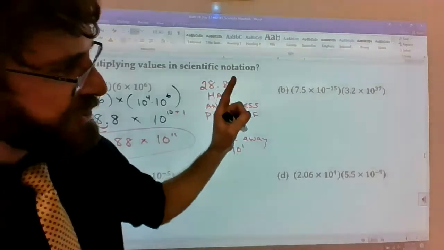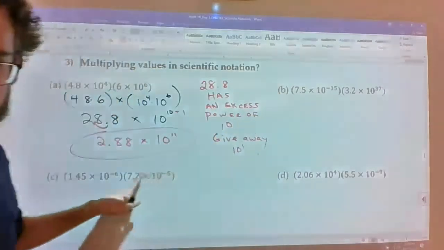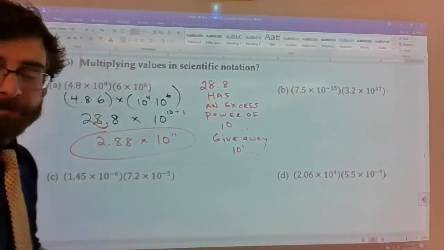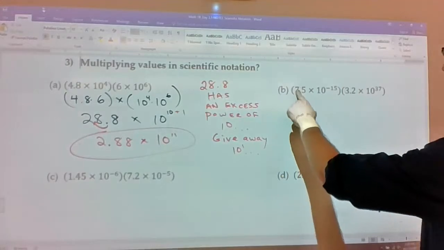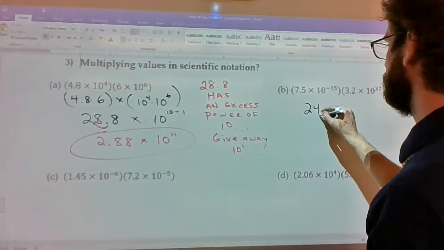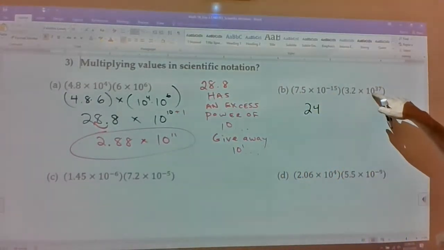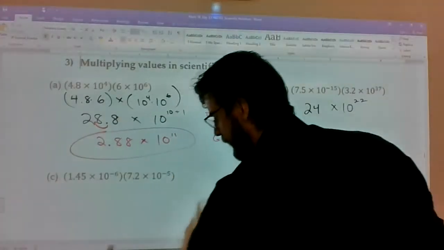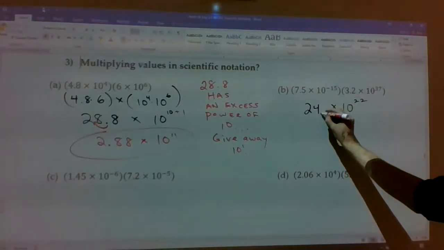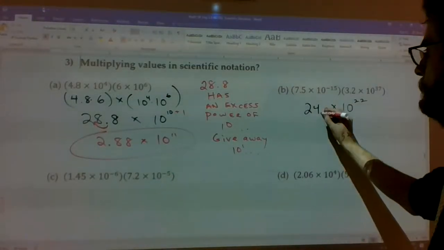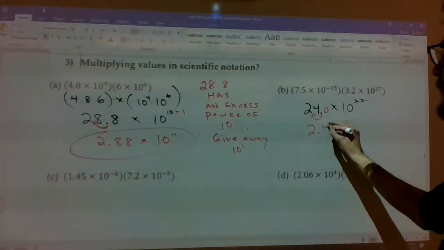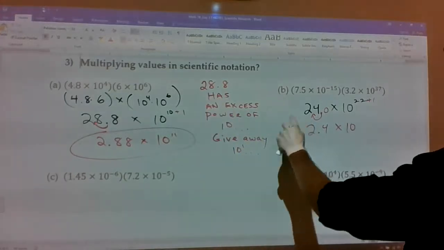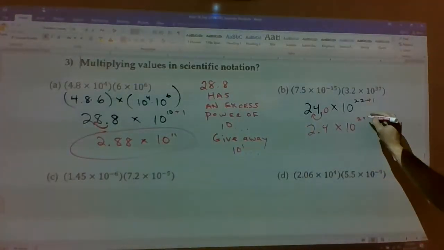All right, why don't you guys pause the video and try B, C, and D on your own. All right, let's check them. 7.5 times 3.2 is 24. 10 to the negative 15 times 10 to the 37 is 10 to the 22 power. Your job is to take the decimal point. Even though it's not listed here, it's technically 24.0. Move it once here, you get 2.4 times 10 to the add 1 power because it has an excess, right? 10 to the 23.